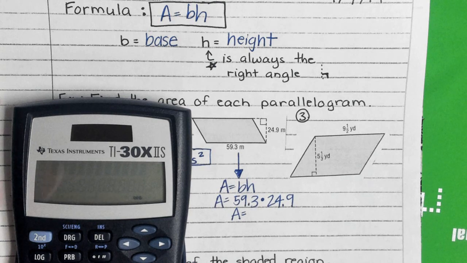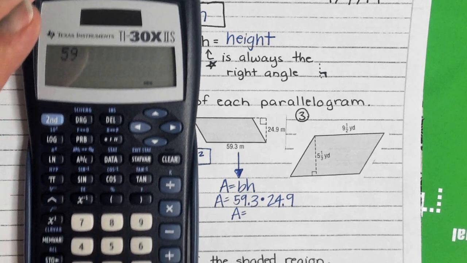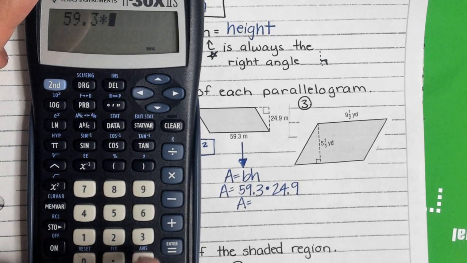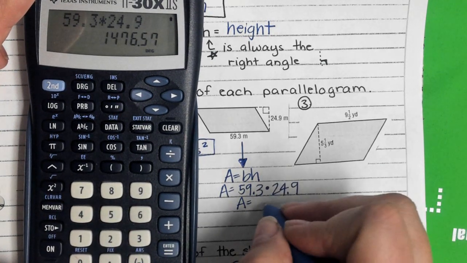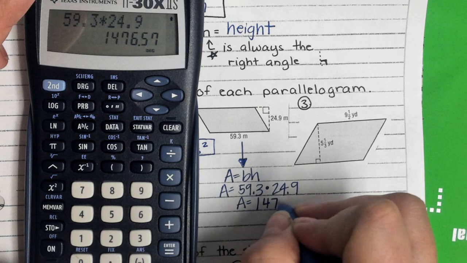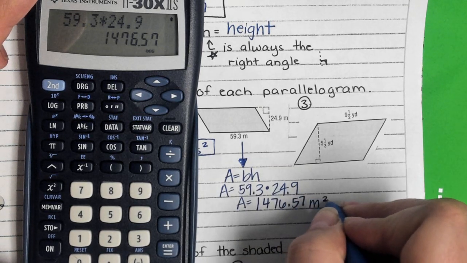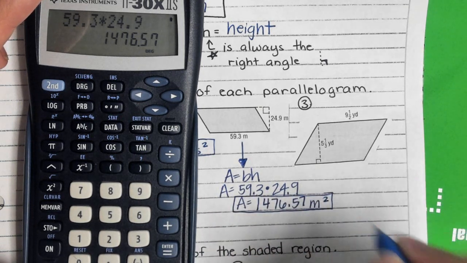All right, so let's plug this in. We want 59.3. Your decimal button's down here. Times 24.9. Okay, and there's your answer. So you have 1,476.57, and that is meters squared. I don't need a comma. I'm okay.